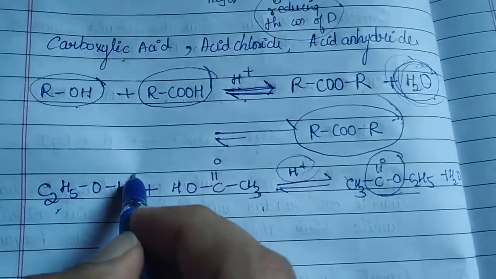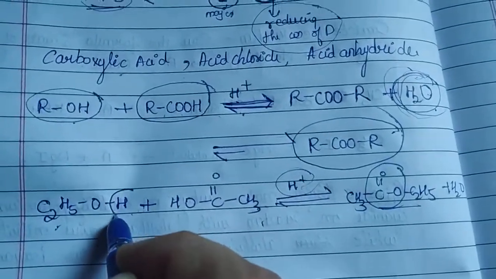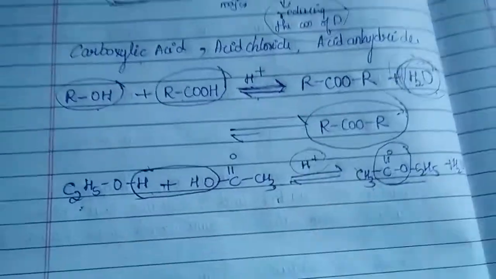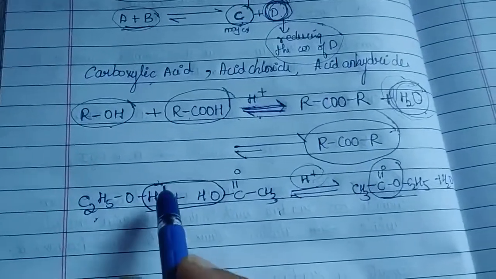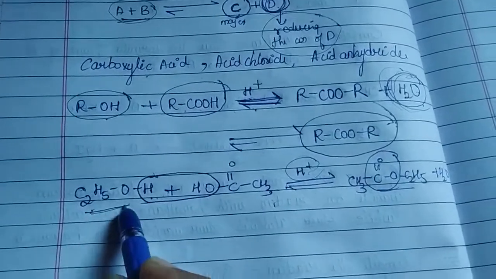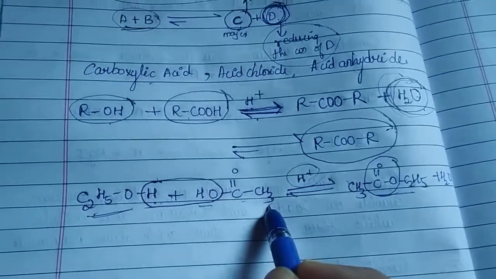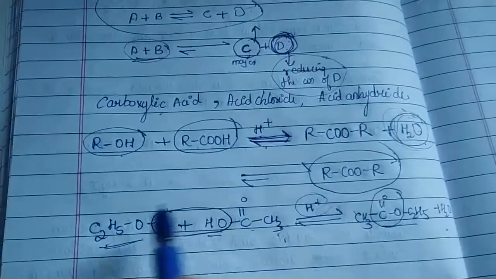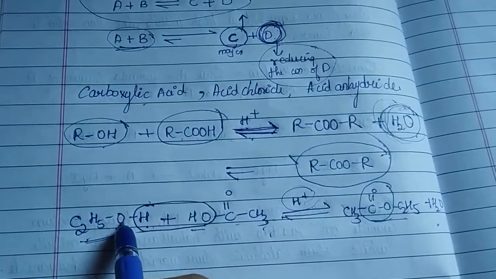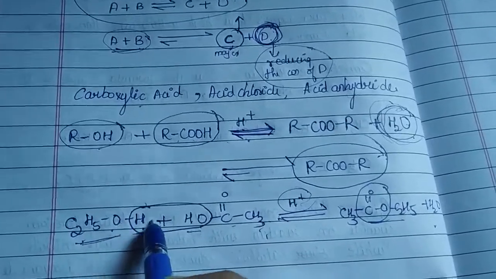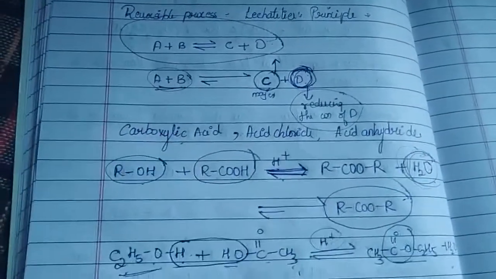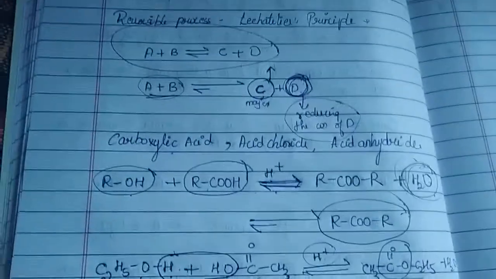See, the H from the alcohol and the OH from the acid is removed. I repeat, the H from the alcohol and the OH from the acid is removed. Of course, H plus and OH minus form the water. Since the cleavage is between O and H, for that reason the esterification comes under the cleavage of OH bond reactions.